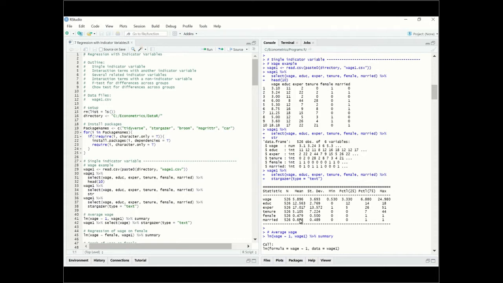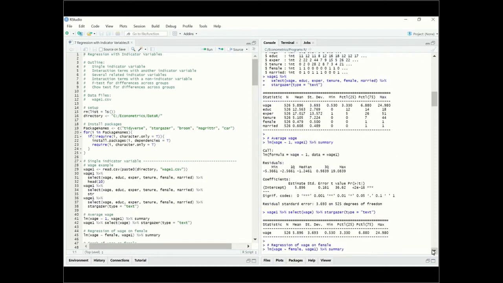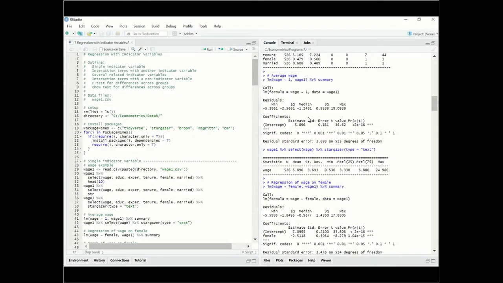Okay, so if we would like to calculate the average wage, we can do it in two different ways. The first way is to use a linear model, where wage would be the dependent variable. And here, this 1 means that we're regressing it only on a constant using the wage1 data set, and we're going to summarize it. This is the only coefficient that we have. Basically, this is only the intercept because we do not have any other independent variables here.